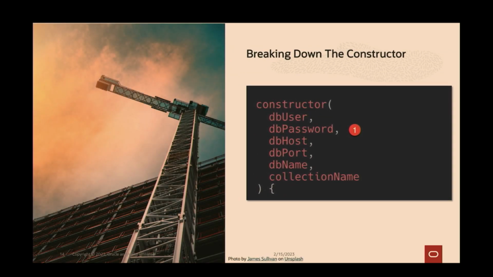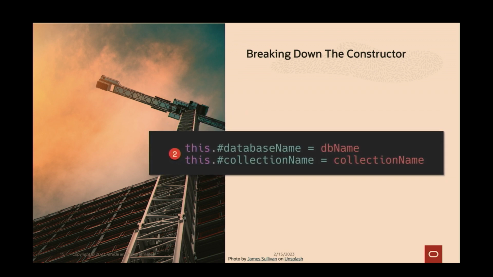Initially you see we're expecting arguments that are the user, password, host, port, database name, and collection name that were pulled in from the environment variables. Then we create private variables named database name and collection name. We're going to need those for some examples later, and we set those to the values that were passed in.